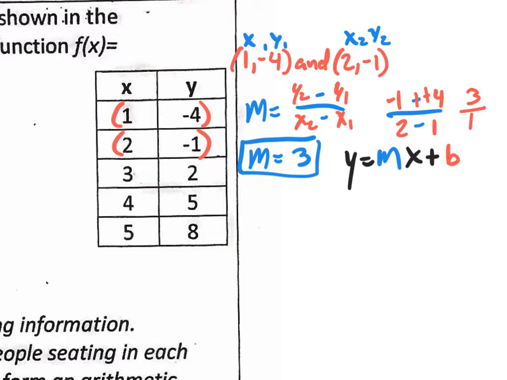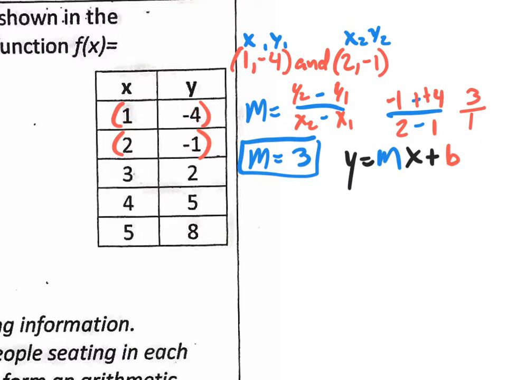To find my b value, I need to plug in a y, an m, which we already know is 3, and also an x. So where am I going to get an x and y value from? We have tons of x and y values here. It's a whole table's worth. So I'm just going to use this first one. X is 1, y is negative 4.